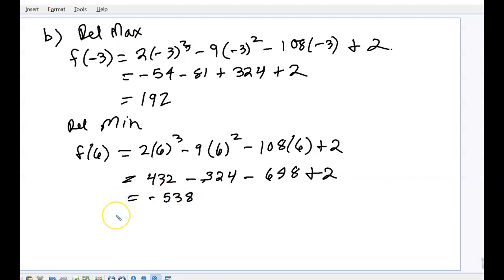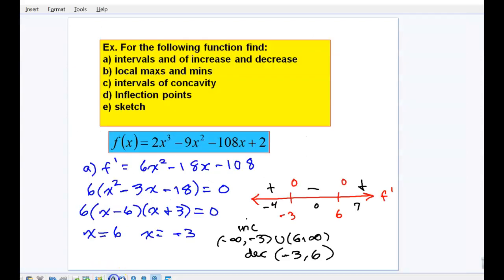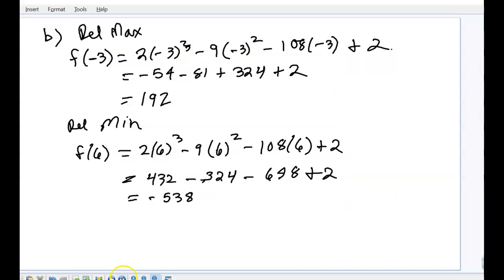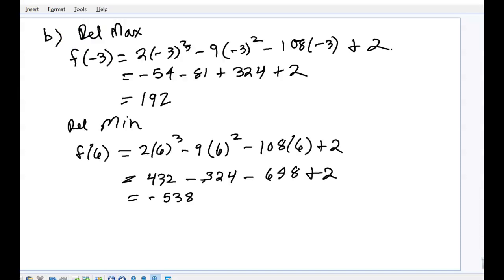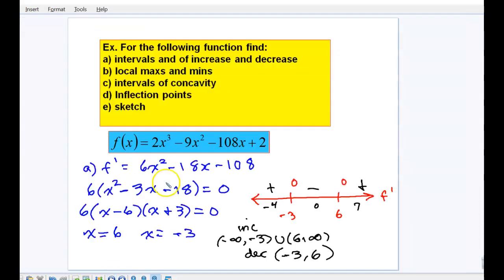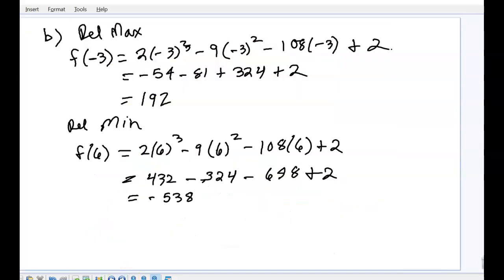So these two coordinates are going to be on my graph. So I finished parts A and B by using the first derivative. Now in parts C and D, I want to do intervals of concavity and inflection points. So now I'm going to have to use the second derivative for part C. So I'm taking the derivative of the first derivative, so it's going to be 12x minus 18.